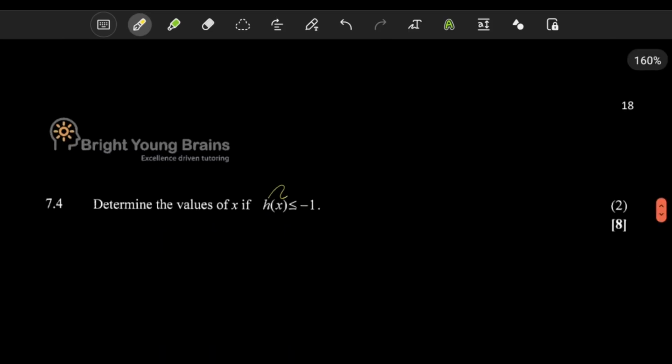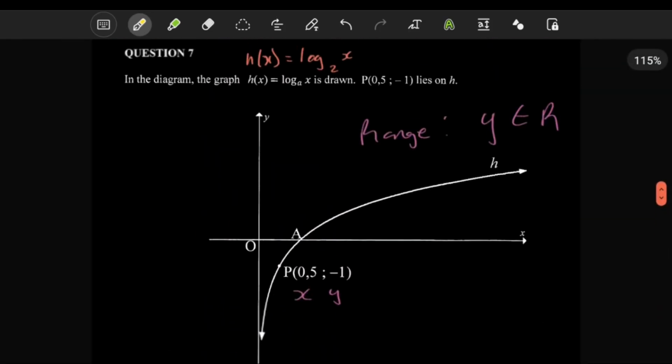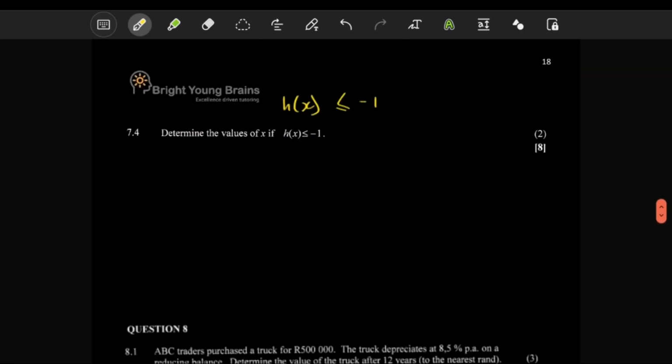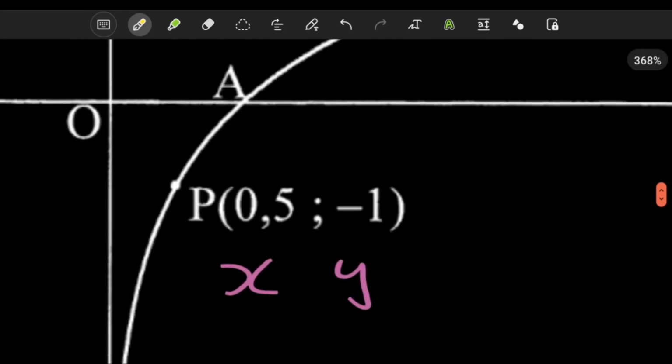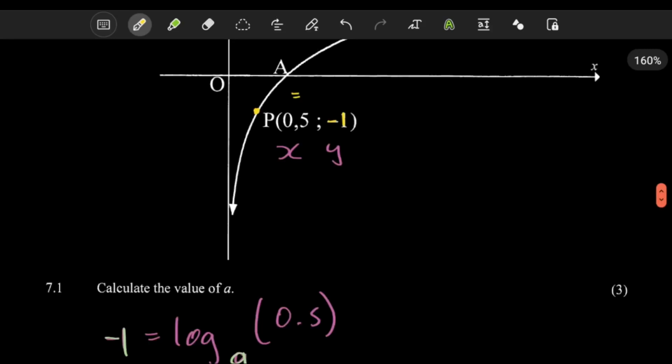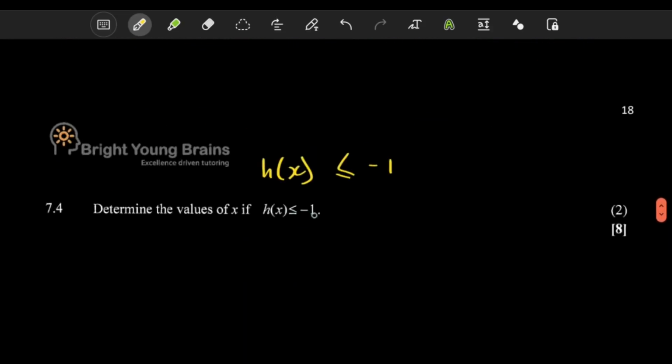Moving on to 7.4, determine the values of x if the graph of h is smaller or equal to -1? And that's a 2-mark question. So, okay, where is h? Remember, the graph of h is this one. They're asking where is it smaller or equal to -1? This question is quite easy because this here, it is equal to -1. So they're asking where is it smaller or equal to -1? Like what x values is it smaller or equal to -1?